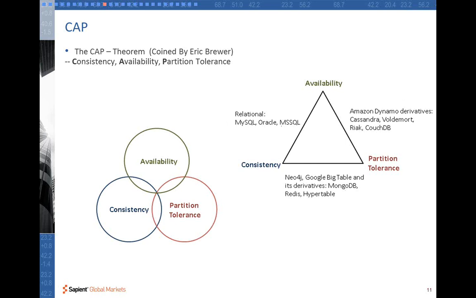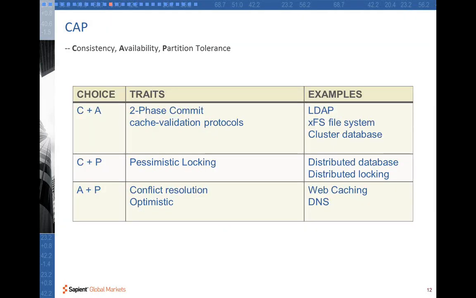Now, this is a kind of chart which depicts how we can trace out a system in a distributed environment. So when a system says CA, consistency and availability, it means that we are likely using two-phase commit for a distributed transaction. It means that the system will block when a network partition occurs. So it may be that the system is limited to a single data center cluster in an attempt to mitigate.